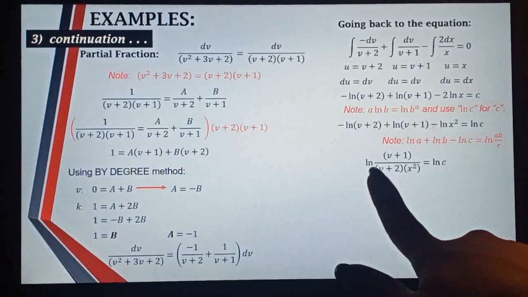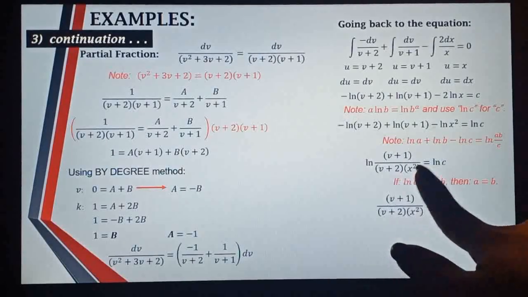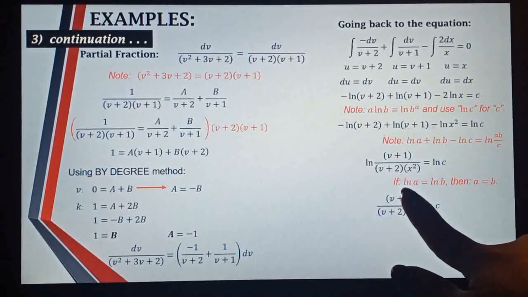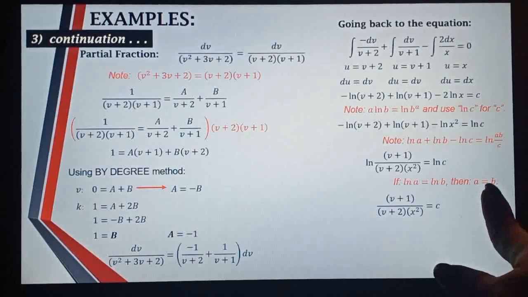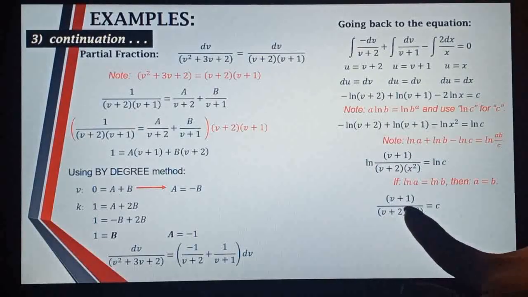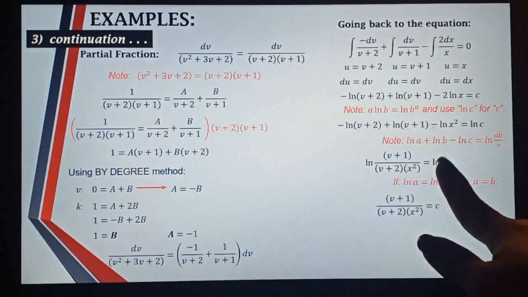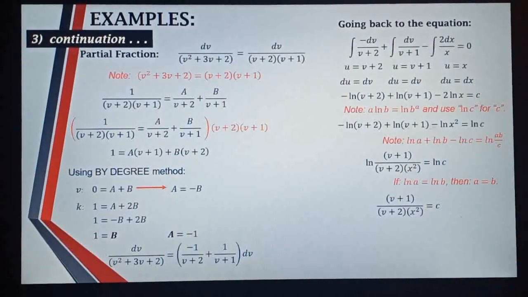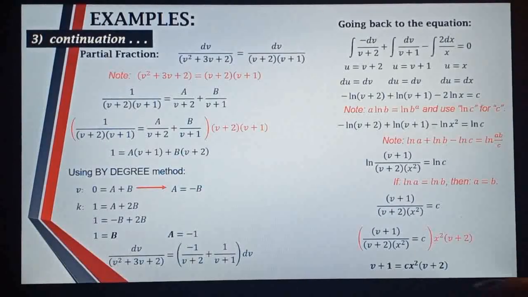If both side has an ln, pwede mong kuhanin na lang yung angle nung dalawang ln. So, if you have ln of a equals ln of b, you can have an equation of a equals b. So, kukunin natin yung angle nung first ln, which is v plus 1 over v plus 2 multiplied to x squared, then equated to the angle of the second ln, which is c. So, simplifying the equation by multiplying that to x squared multiplied to v plus 2, you will now have v plus 1 equals c x squared v plus 2.